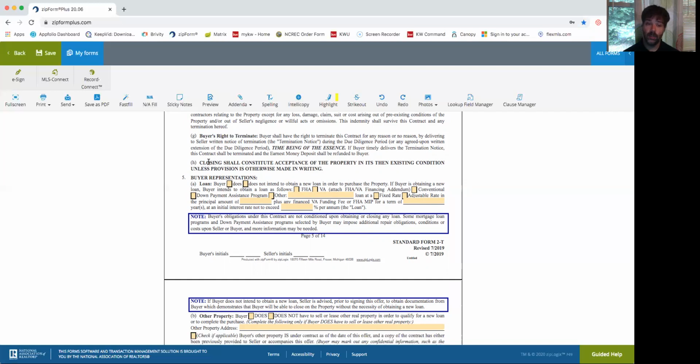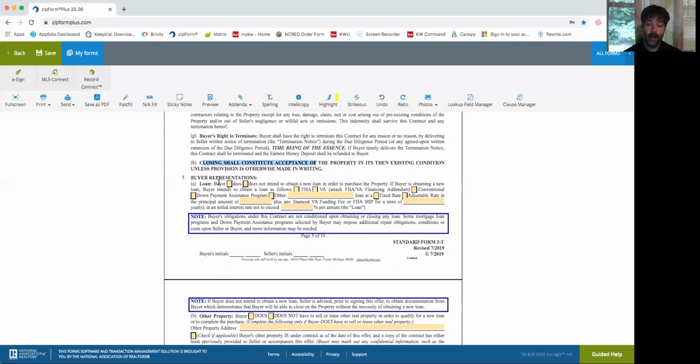Also important to remember that closing shall constitute acceptance of the property. So if you are not happy with the property's condition when you do your walkthrough, and you should do a final walkthrough to make sure that it is in its best condition or what you would expect, do not close. If the property is not in the condition that it should be, do not close until you get it corrected.